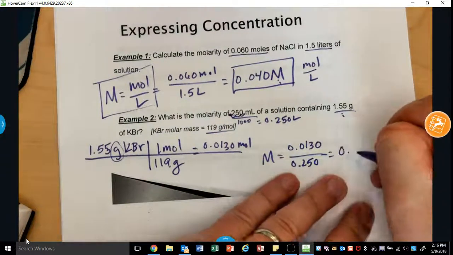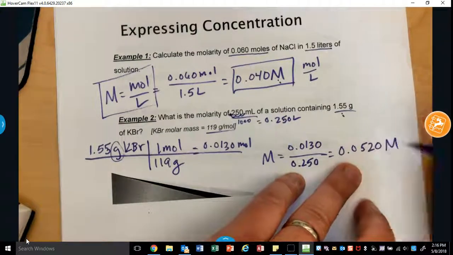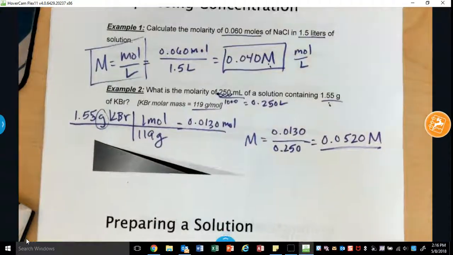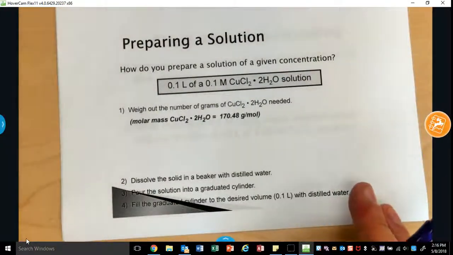And I get that my concentration is 0.0520 molar. Okay, next, preparing a solution.